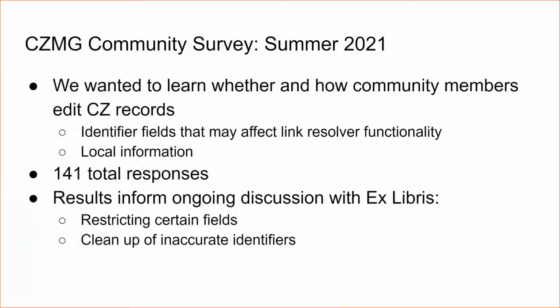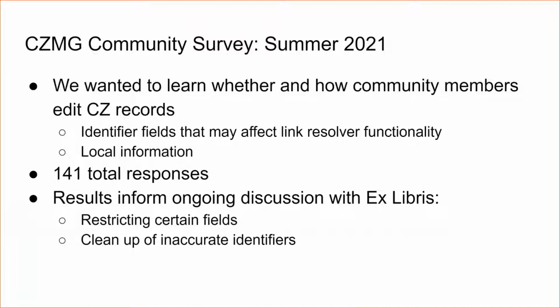The Community Zone Management Group distributed a survey last summer through the ALMA list. We had a couple of reasons for doing the survey, some of which you have heard addressed over the course of this presentation. First, we wanted to get a better sense for how and when ALMA users edit community zone bibliographic records. Second, we wanted to understand whether and why ALMA users added or changed identifier fields in particular, specifically MARC 020, 035, and 776.